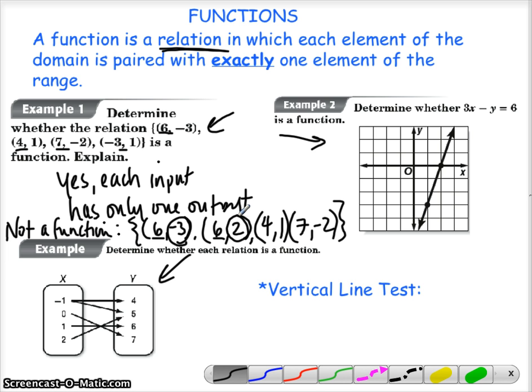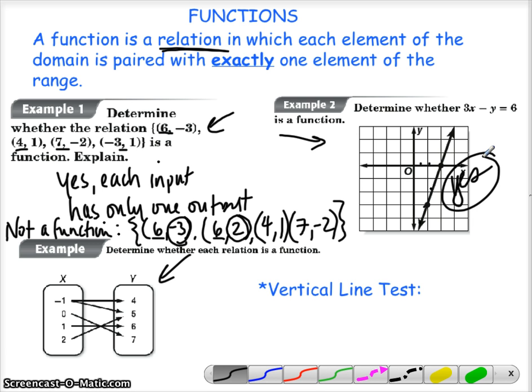So example 2, determine whether 3x minus y equals 6 is a function. Look at that, that's a straight line. For each x that you put in, only one y comes out. So yes, that is a function, okay? Each x has only one y.